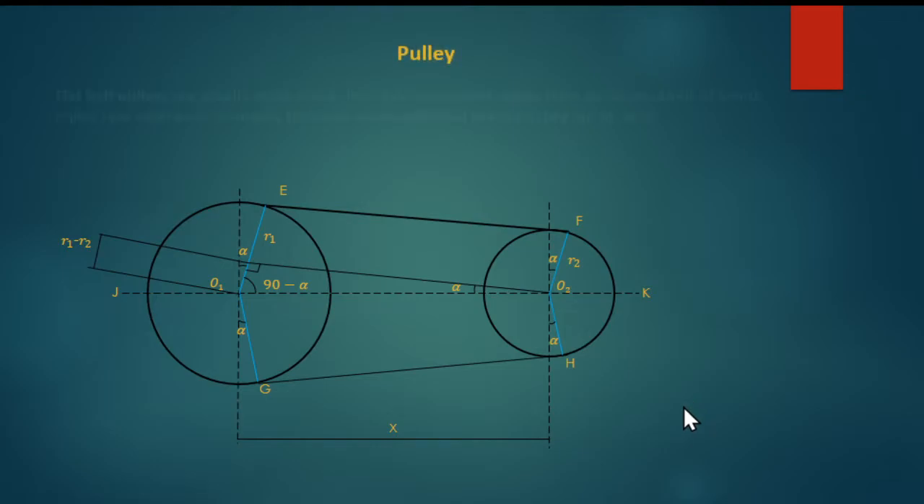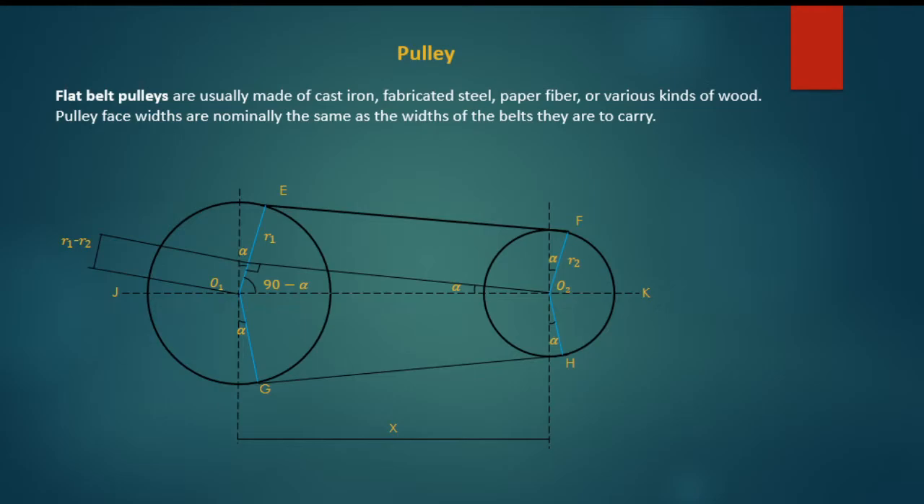So, for the pulley, a pulley is a wheel on an axle or shaft that is designated to support a movement and change of direction of a taut cable or belt, or transfer of power between the shaft and cable or belt. Flat belt pulleys are usually made of cast iron, fabricated steel, paper fiber, or various kinds of woods. Pulley face widths are nominally the same as the widths of the belts they are to carry.